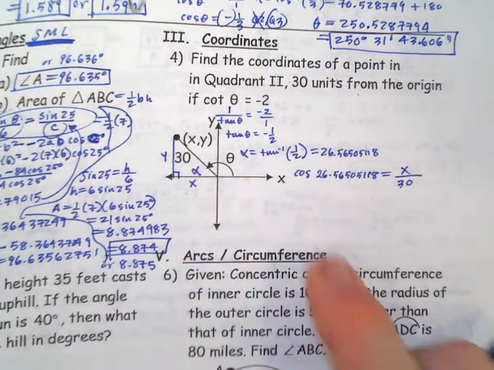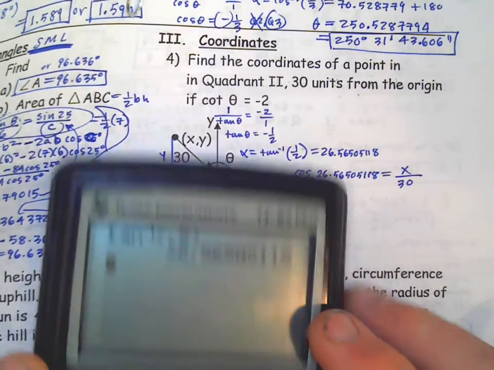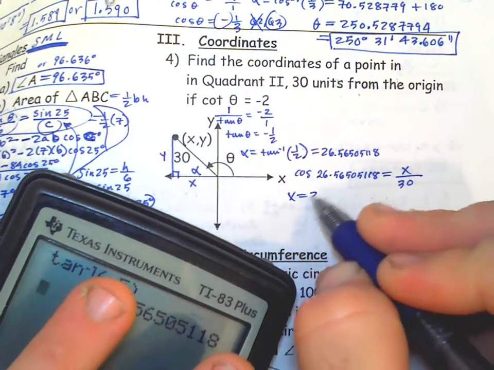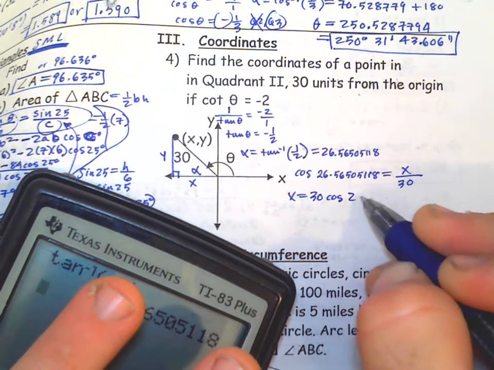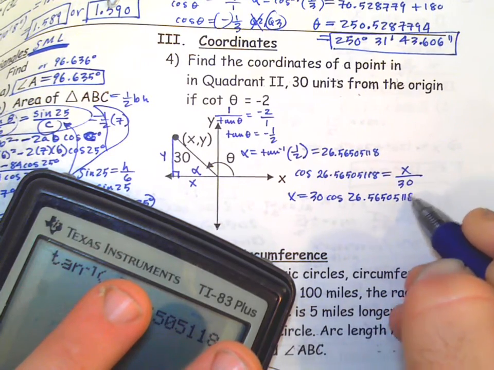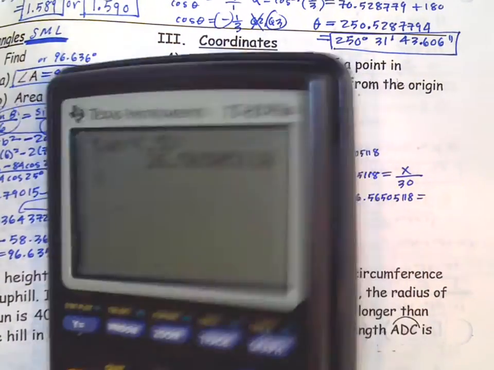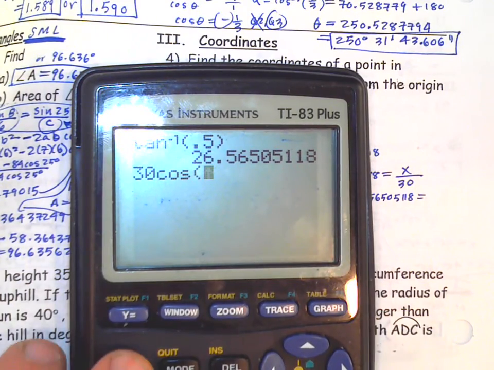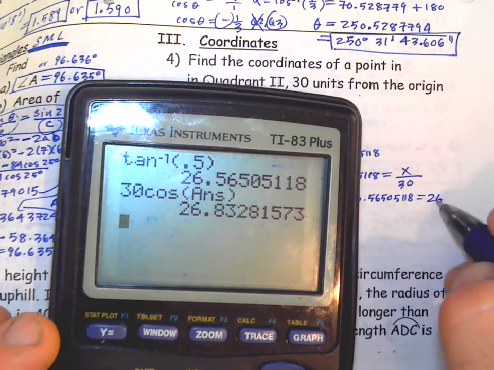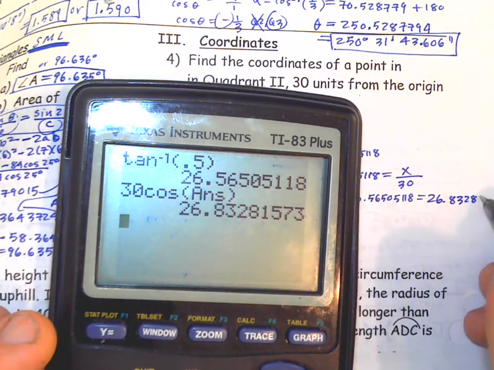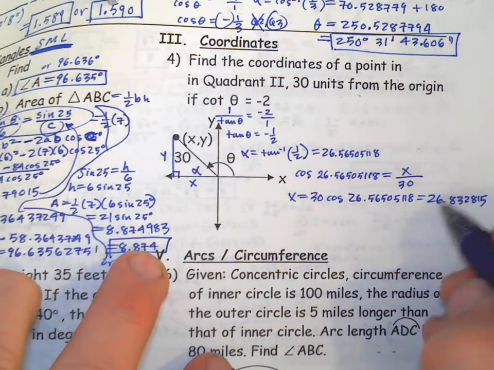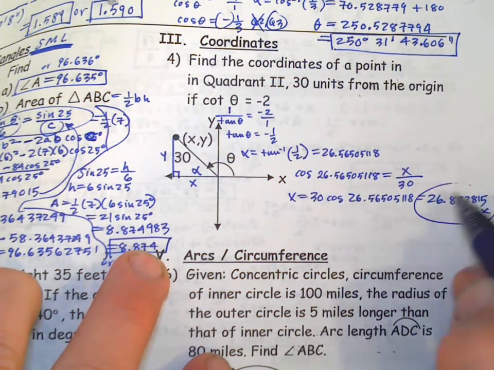And the thing you got to watch out for is that this should be a negative x coordinate, right? This is going to be positive. So we'll make it positive afterwards. So x equals 30 cosine 26.56505118. So 30 cosine the previous answer. It's a quick way, don't have to retype it. 26.832815. Okay, so, but we got to make it negative. Okay, so this is your x, but then you got to make it negative.